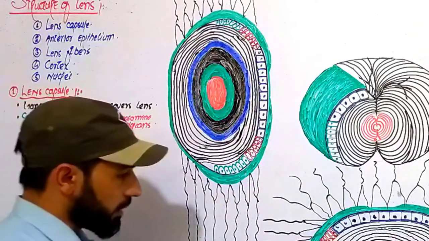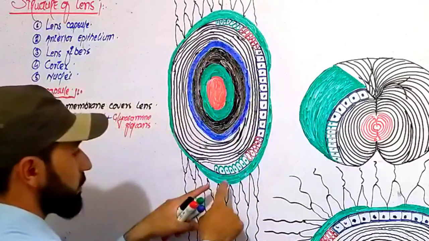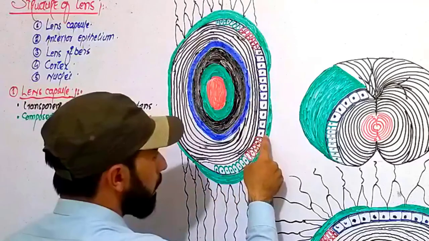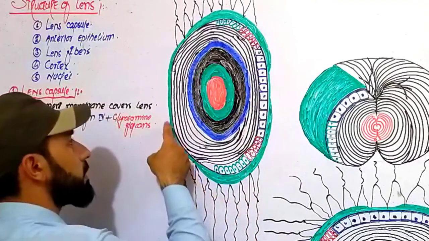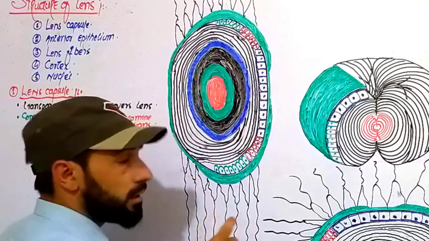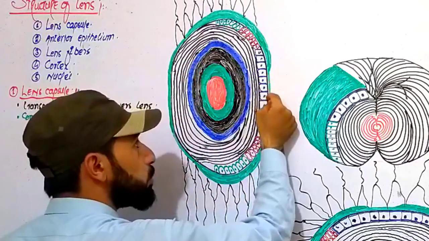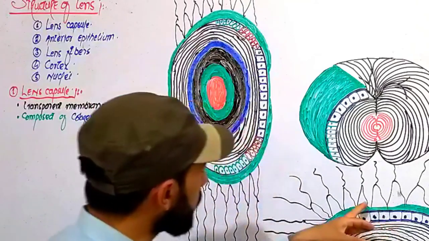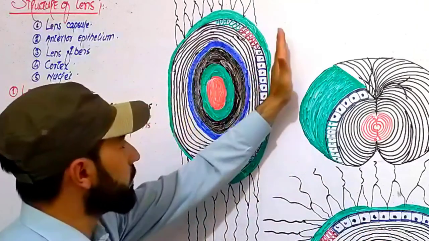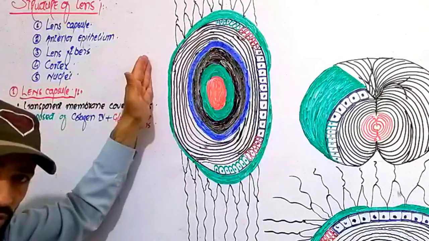And you can see here, if you focus here, look carefully, I will show here. Here the lens is a little bit thicker, but posteriorly the lens is a little bit thinner, and at the anterior pole the lens is again thinner. And I have shown that structure also here. You can see this is the anterior side of the lens. This is the posterior side of the lens.